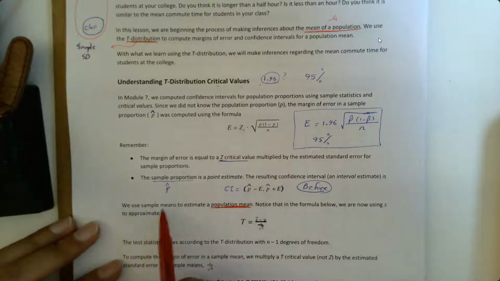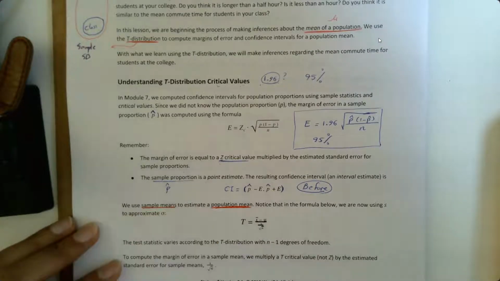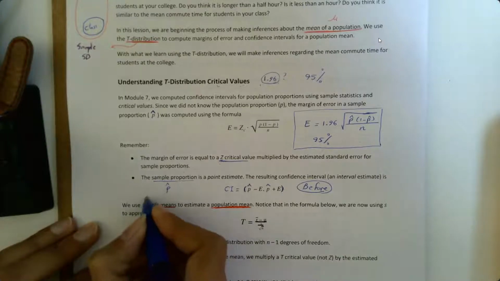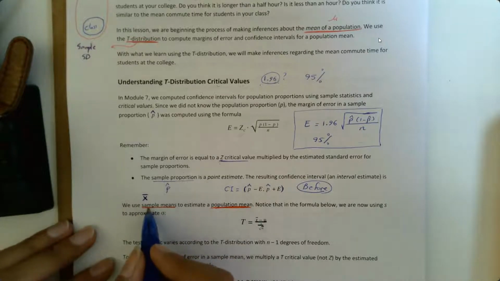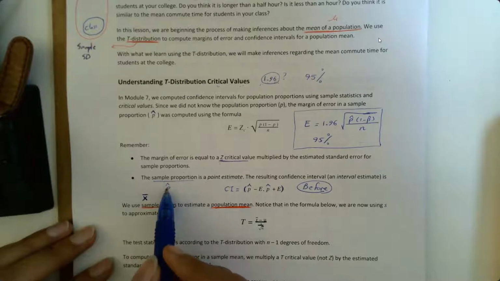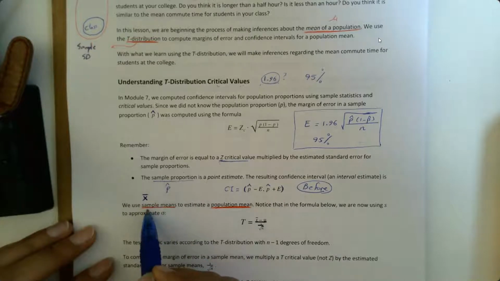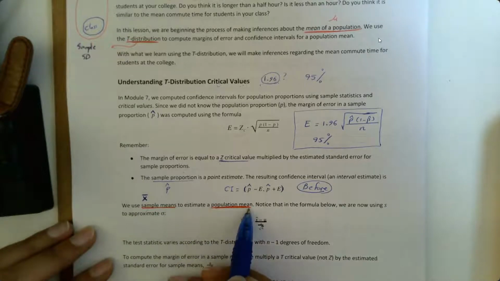We use sample means. How do we represent sample means? Sample means are denoted by X bar. So the point estimate for the population mean is the sample mean, which is denoted by X bar. So sample proportions, P hat; sample means, X bar, to estimate a population mean.